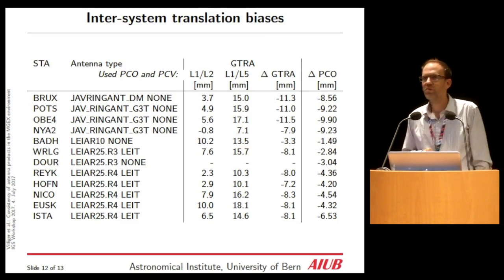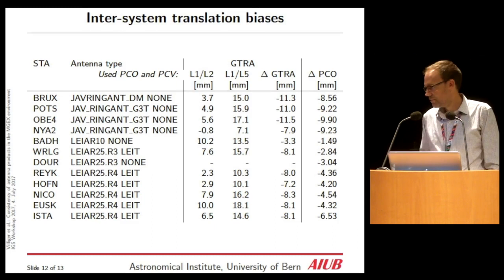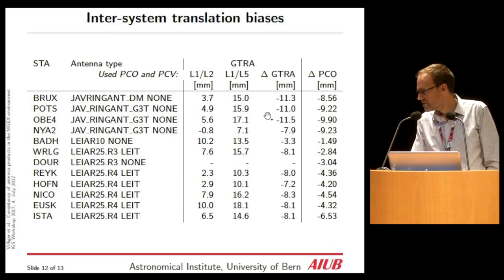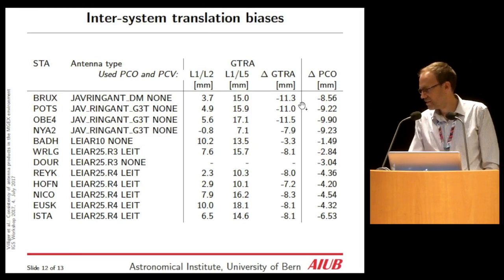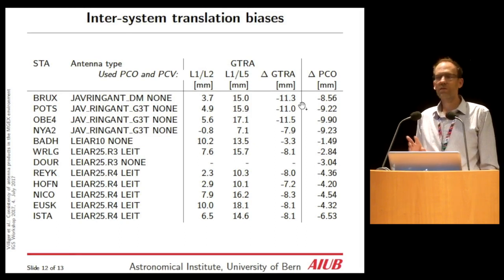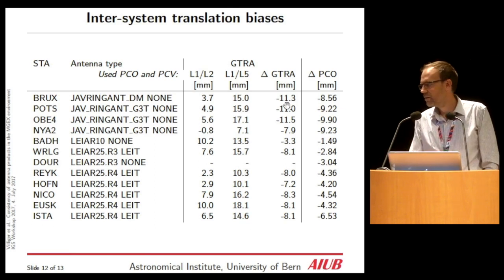If we then compare this solution to the actual PCO differences between these two frequencies, we see that it matches quite well. Here for the Javad, we have roughly 1 centimeter difference, and the estimation is more or less about 12 millimeters, I would say. So here we have a kind of common offset of roughly 2 to 3 millimeters.